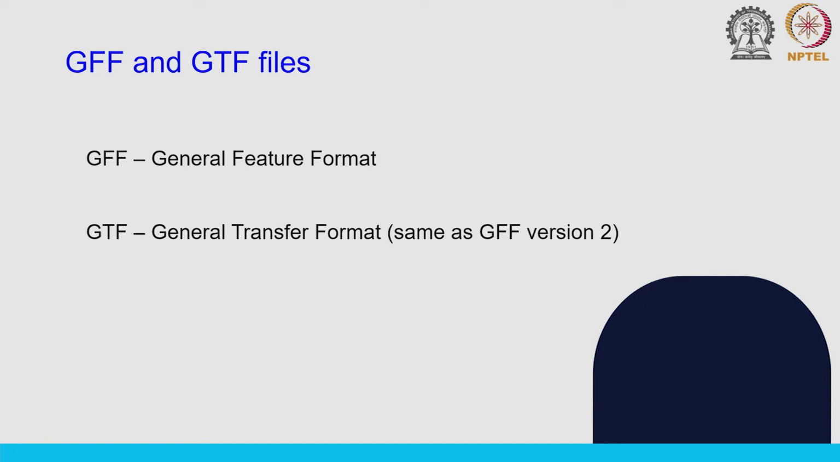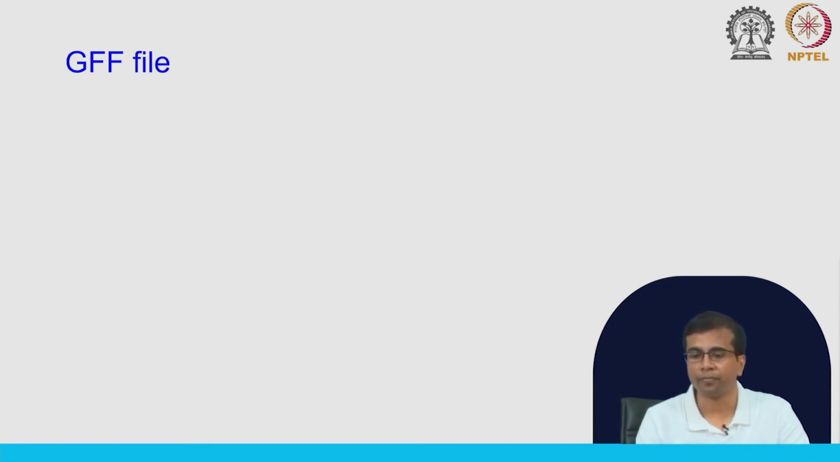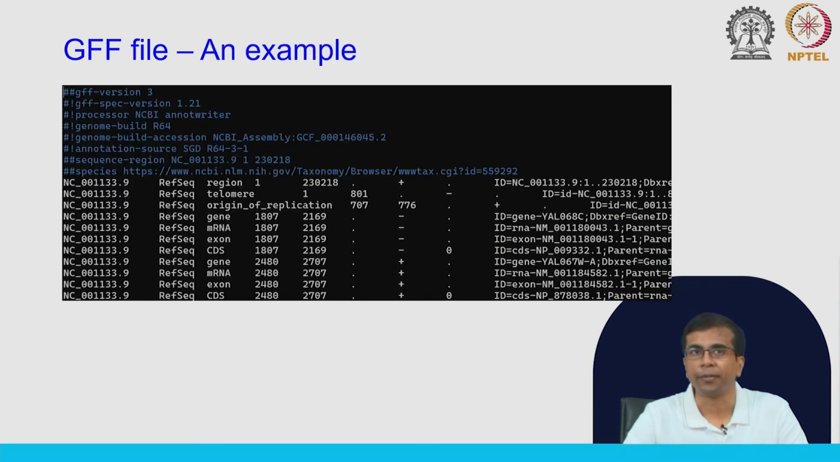Okay. So, for doing this annotation, we need something called GFF or GTF files. Okay. So, GFF stands for general feature format and GTF stands for general transfer format, which is actually the same as GFF version 2. So, we will discuss only the GFF format and that should be enough for doing this variant annotation. Okay. So, let us talk about the GFF file, what it contains, what kind of information you have. It is actually quite simple compared to the other ones that we have discussed, the VCF or the SAM, which are much more elaborate. So, GFF is much easier to interpret.